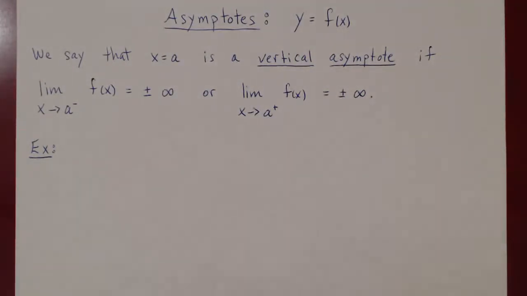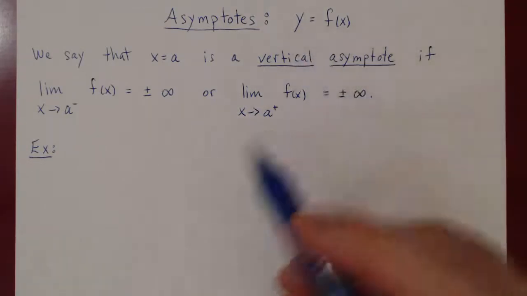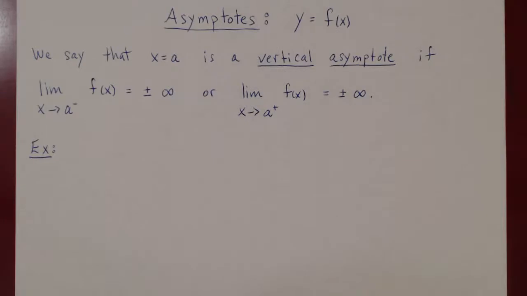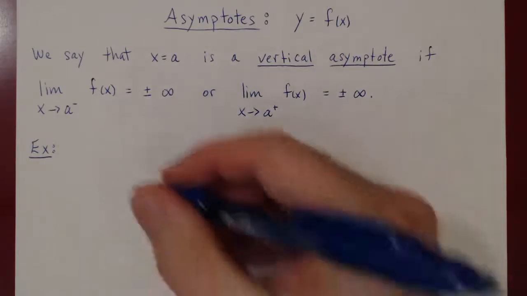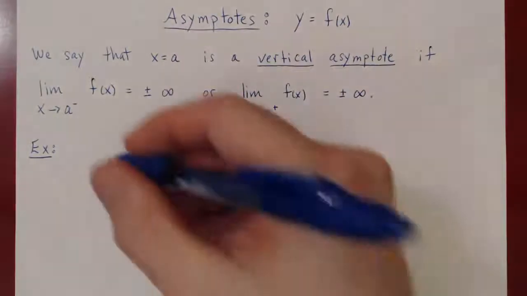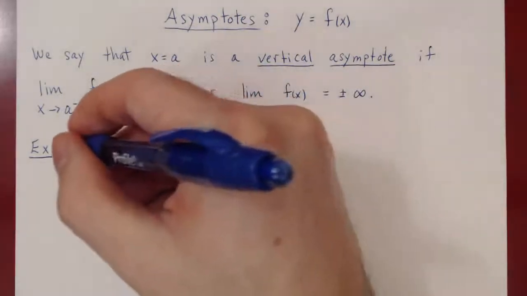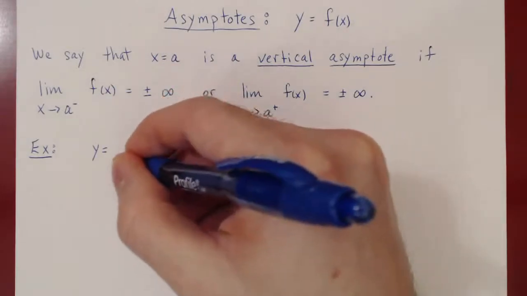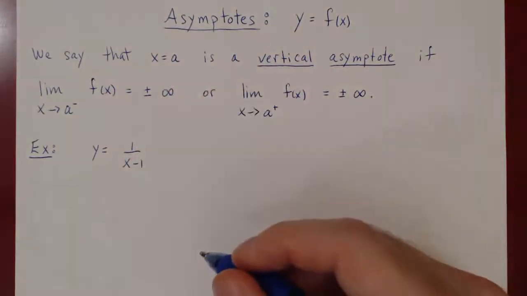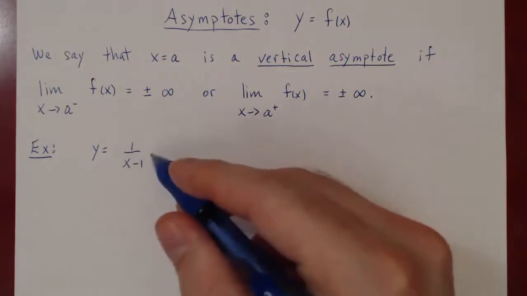Let's look at a few examples. And as we will see, a function may have multiple vertical asymptotes. A function can have one vertical asymptote, 2, 3, 4, even an infinite number of vertical asymptotes. Let's take a simple example. So 1 over, say, x minus 1. Where could this function blow up?